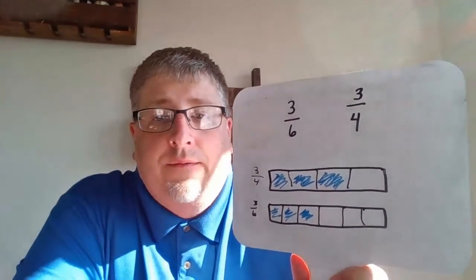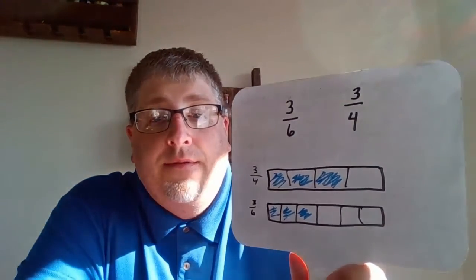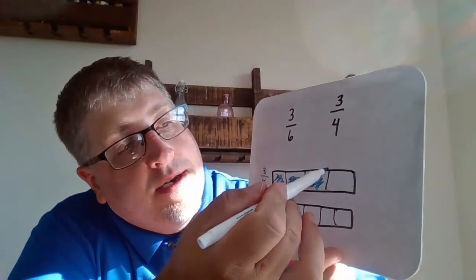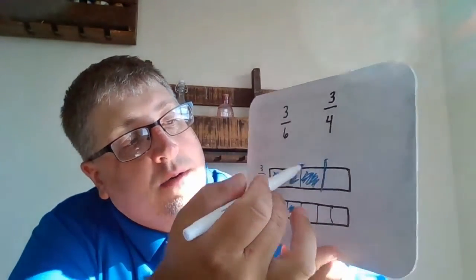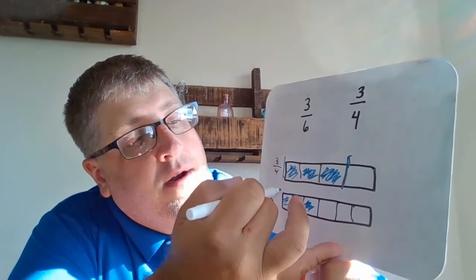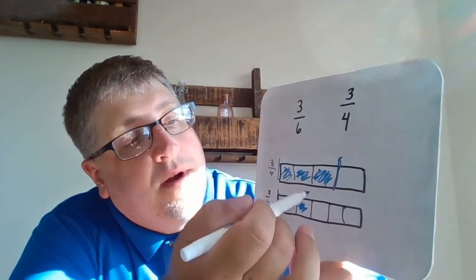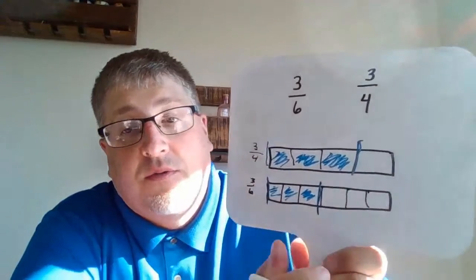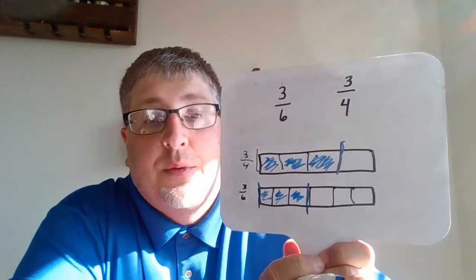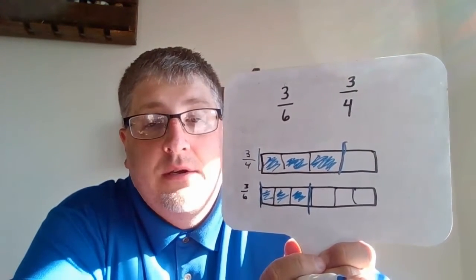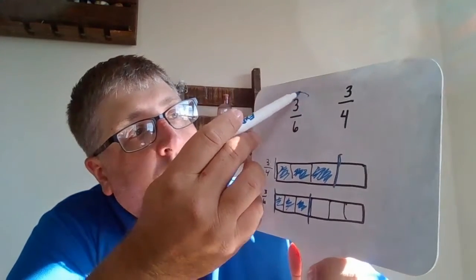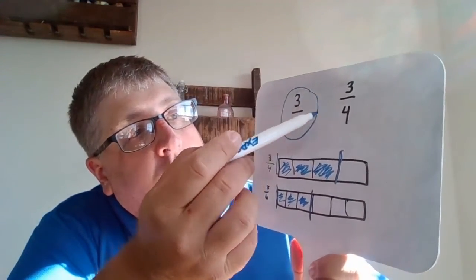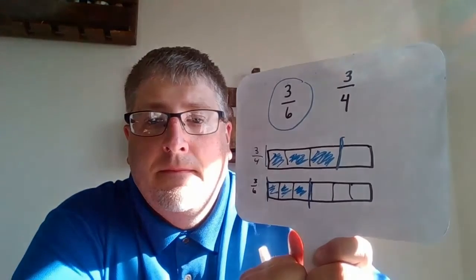If you just do a basic comparison of this tape chart here, you can see the 3/4 goes all the way from there to there, and 3/6 goes from here. You can see that 3/6 is the bigger fraction. Okay? 3/6 is the bigger fraction. Very good. That's using that tape model to help us.